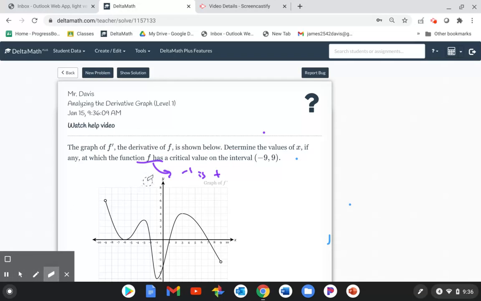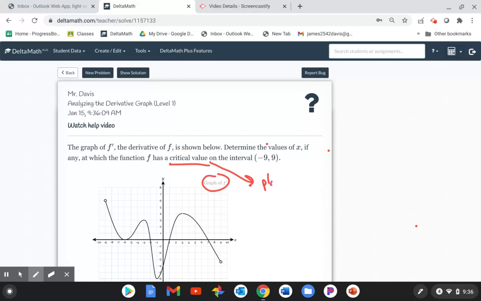All right, looks like there's one more problem type here. So critical value. All right, that's a good one. So all the places where there's a critical value. Let's think about what that means for our derivative. If you remember from the previous video, critical values are all the places where f prime equals 0, or is undefined.